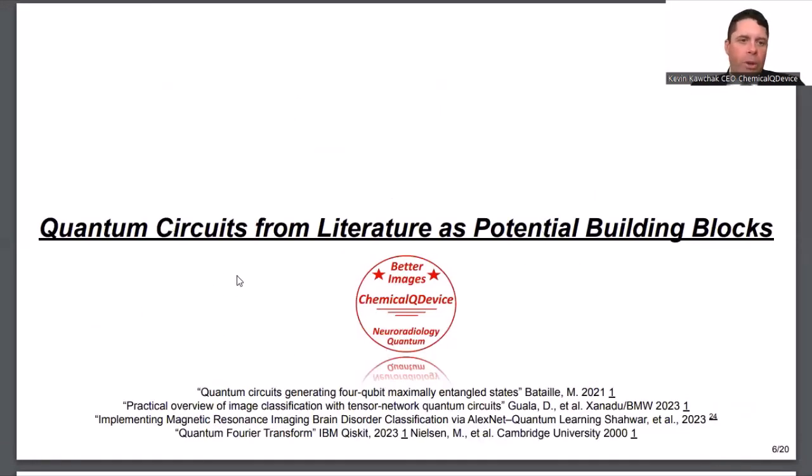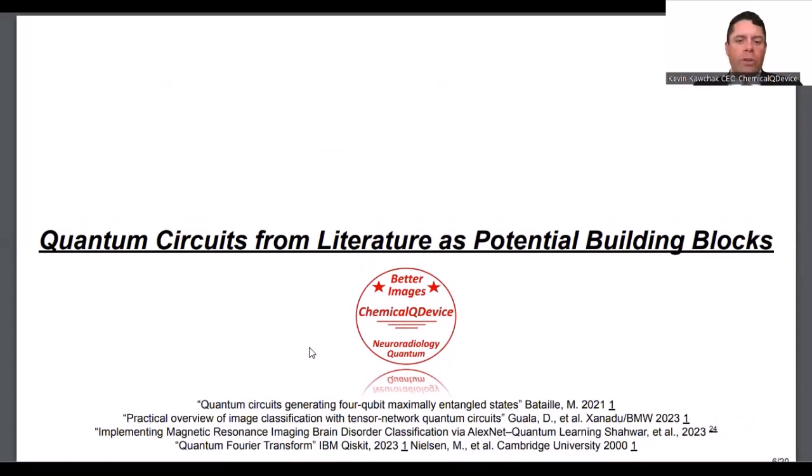Now, here's a bunch of the building blocks in literature. So this Battelle M21, quantum circuits generating 4-qubit, and here we go, maximally entangled states. When you're designing circuits, you have to be aware of basically the physics behind it. And then the second one is a brand new paper, a practical overview of image classification with tensor network quantum circuits. Their first paper into it was very thorough, looked like an awesome paper, but they said they weren't quite sure about doing it this way. Basically it was lining up a quantum circuit and turning it into a tensor just by how it looked, but a little bit more complicated than that.